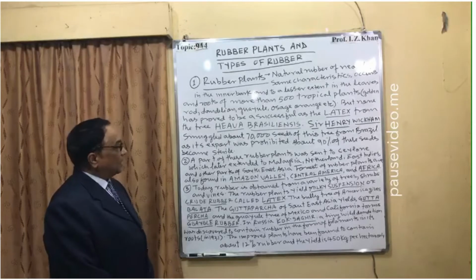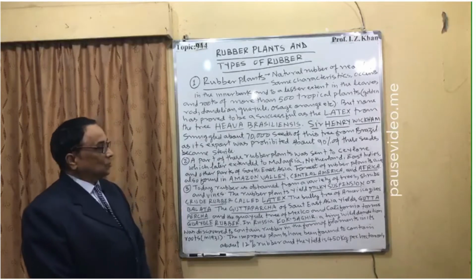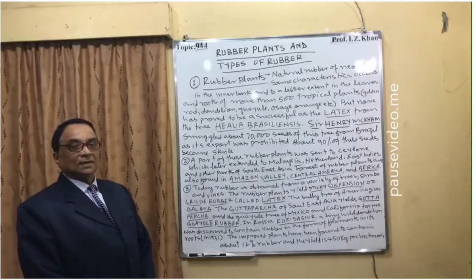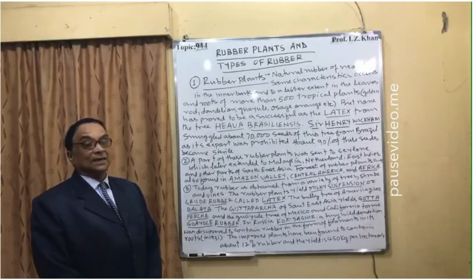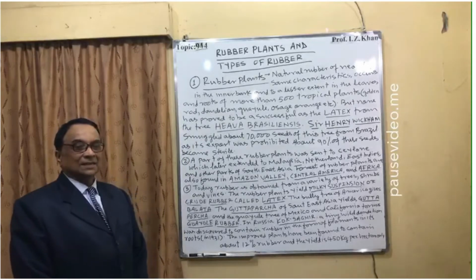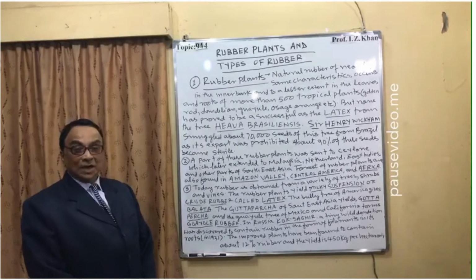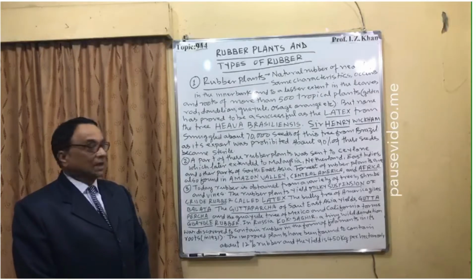Number 2, a part of these rubber plants was sent to Ceylon, and that country at that time, in 1800 up to early 1900, was known as Ceylon, but now its name is changed to Sri Lanka.